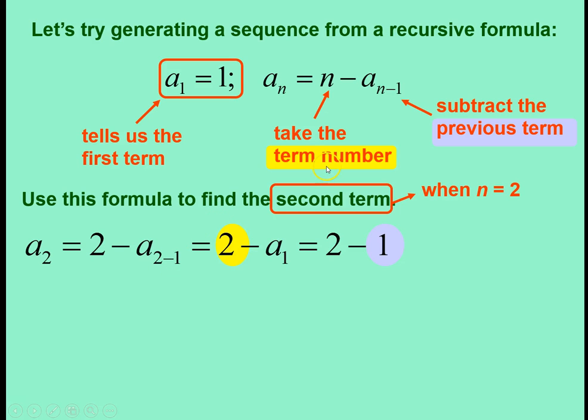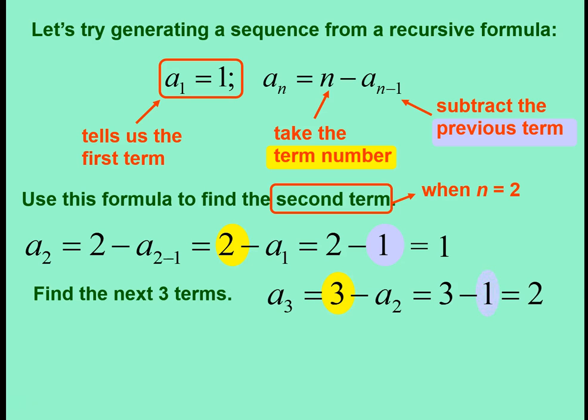So 2 is the term number. The previous term is 1 because we know a sub 1 is 1. So 2 minus 1 is equal to 1. And that's our second term. The first term is 1. The second term is 1. Let's find the next 3 terms.